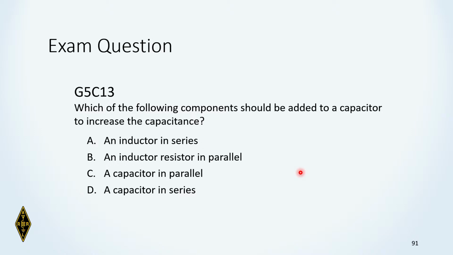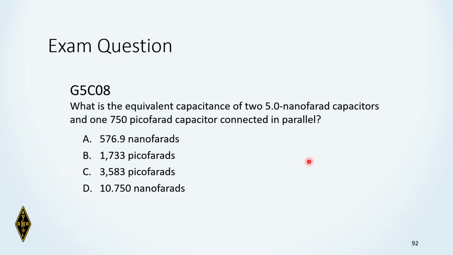Charlie. Charlie, yep. Like capacitors in parallel, my trick of adding batteries in parallel. Yep. What is the equivalent capacitance of two nanofarad capacitors and one 750 picofarad capacitor connected in parallel? Delta. Right, 10.750. If you can just do double 5, you'll be real close to it.